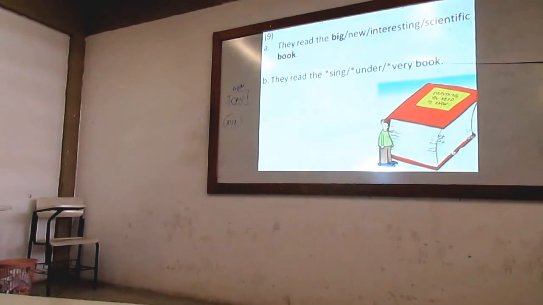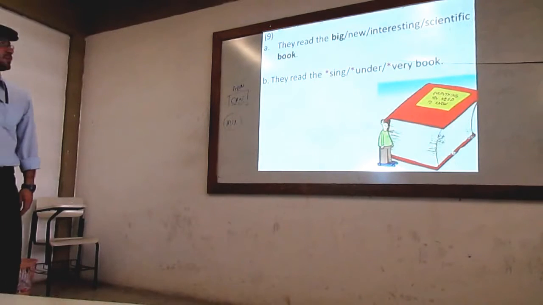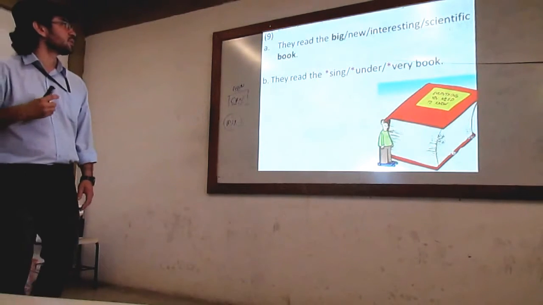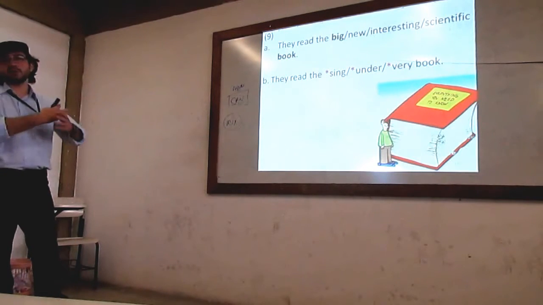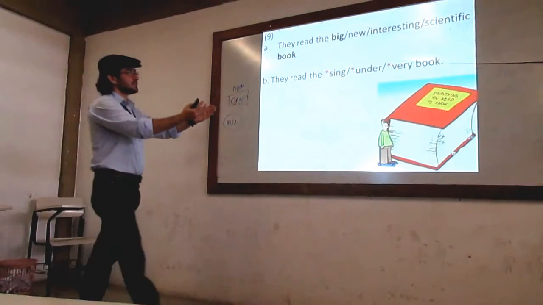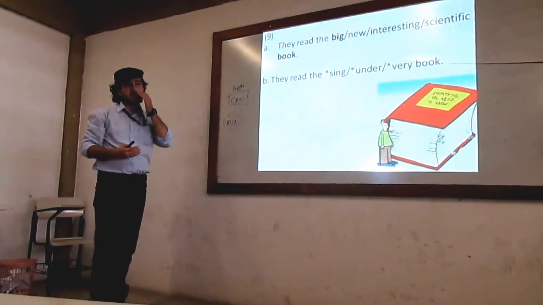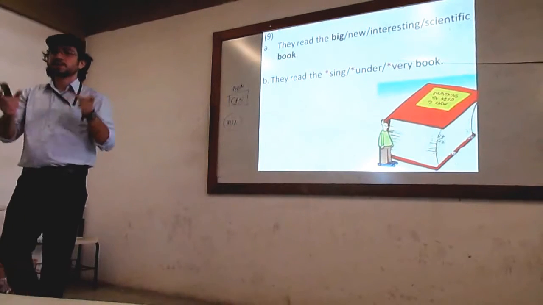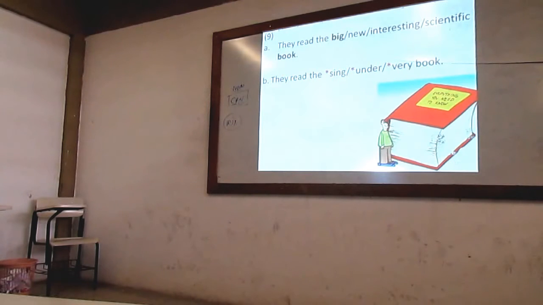9. They read the big book, or they read the new book. They read the interesting book, or they read the scientific book. Okay? You can use a lot of adjectives, but you can't use verbs in the adjective blank. Okay? All of these examples are only to demonstrate that the language has its own organization, and you can't try to make modifications on it. Okay? Arbitrarily.